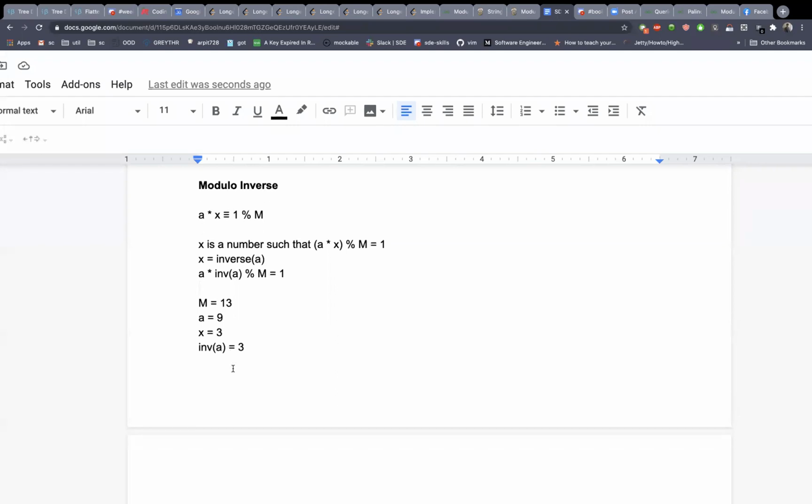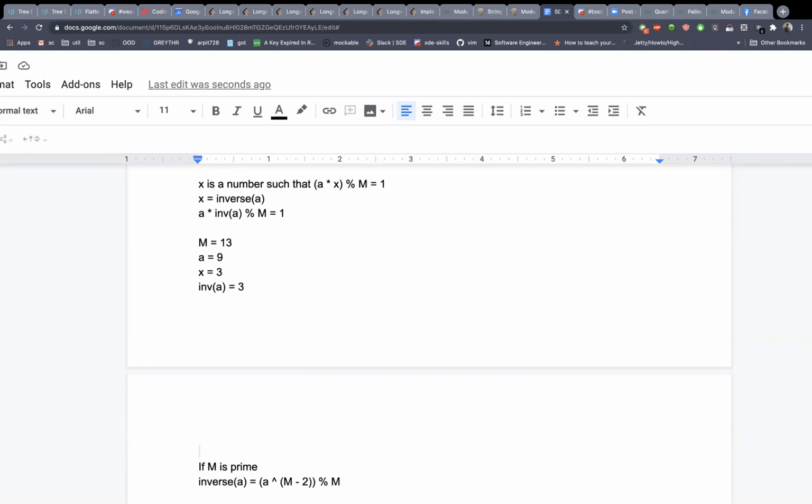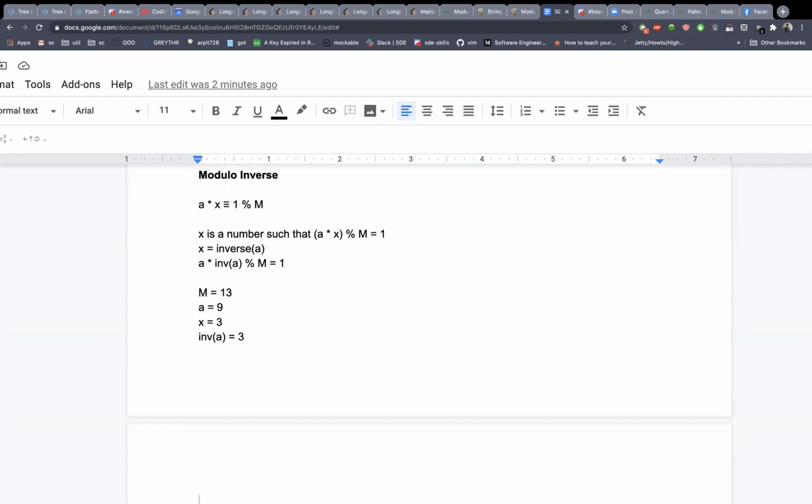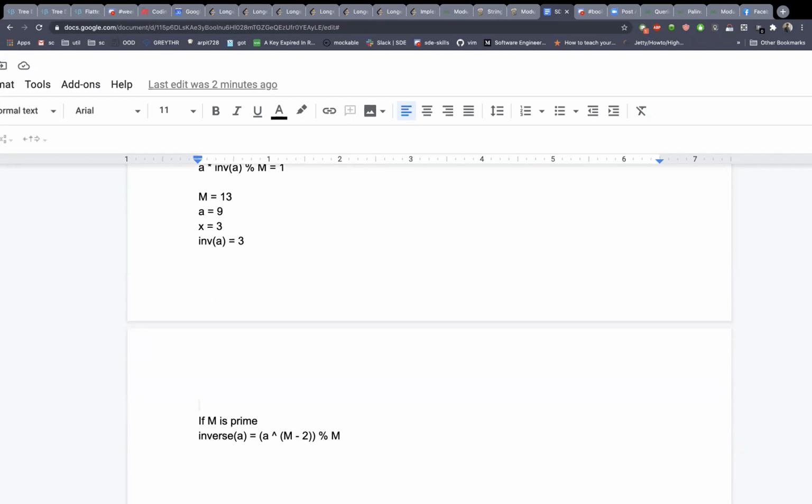But in this case, I think x will be a to the power m minus 2, right? In this case, when m is prime, then x will be 9 to the power 11. Yes, if m is prime.